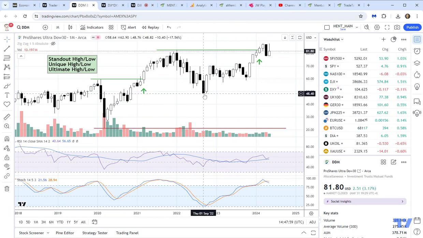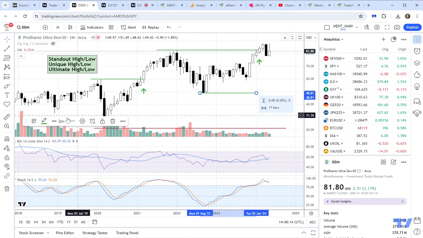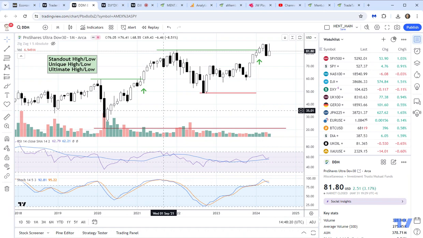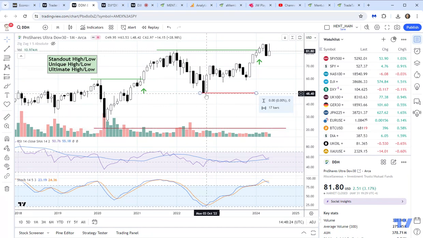That does qualify as a new unique low, which is ultimately an ultimate low. Okay, so we're going to go ahead and draw this as a unique low, and it takes over from this previous unique low down here. Now, at this point, because we have this deep low here and this deep low here, I would still qualify this as an intermediate level low.